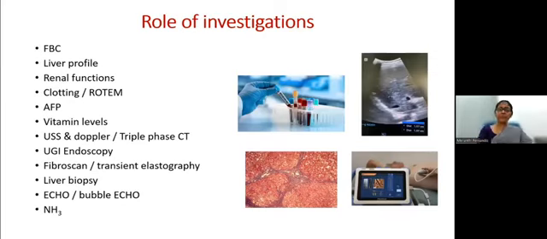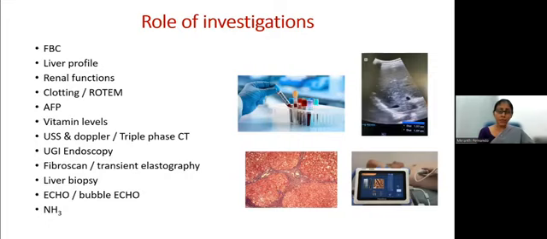Let's look at the role of investigations when you have an older child suspected to have liver disease. Say we have an 8-year-old boy who's referred with jaundice for 2 weeks, and you want to commence investigations. We all would do these basic investigations to begin with.